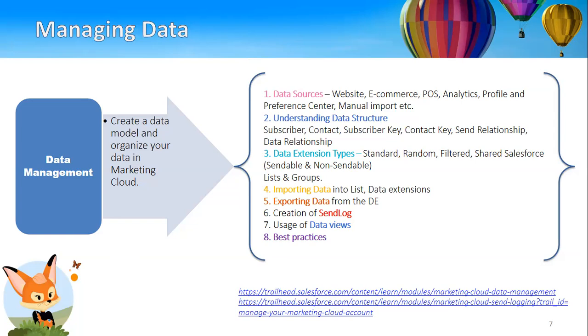As a developer, you need to understand the difference between list and data extension, and also the difference between all the data extension types, that is standard, random, filtered, shared, Salesforce data extension, and sendable, non-sendable. All these are some of the data extension types. You need to understand them, and if possible, work on them on your own, and you will get to know what the different types of data extension are and when you need to use them.